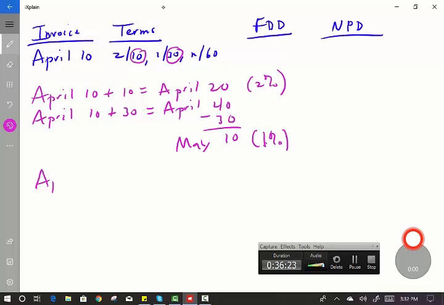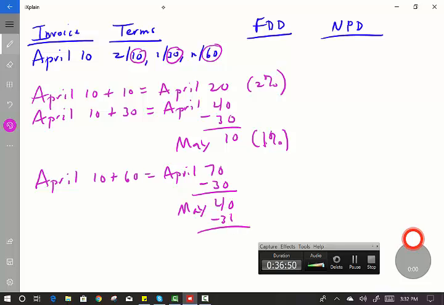And then again April the 10th plus 60 days in the terms gives me April the 70th. 70 days doesn't exist, so I'll subtract 30 days from April to give me 40 days in May. 40 days does not exist in May, so I'll subtract 31 days to give me 9 days in June. Okay, so June the 9th is the net payment date without a discount.